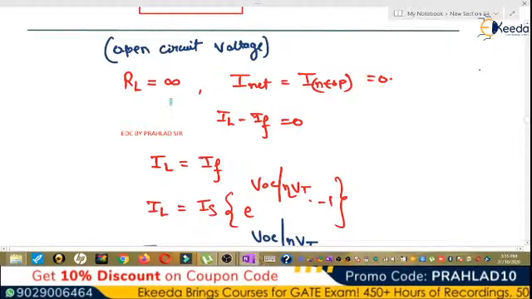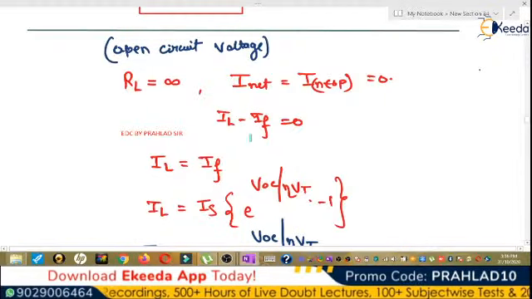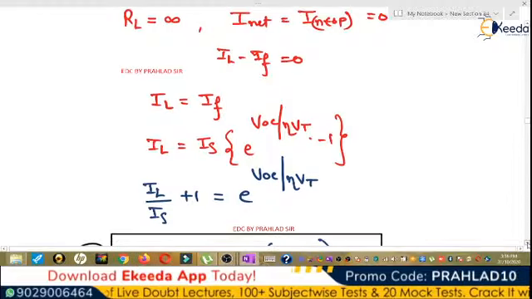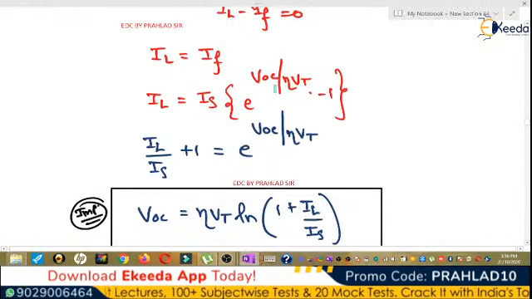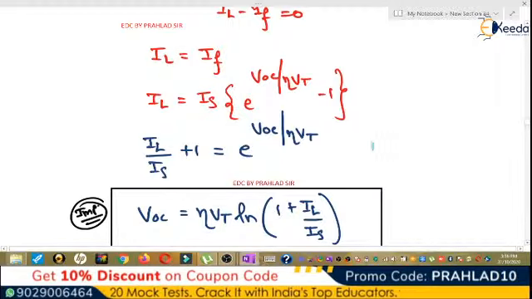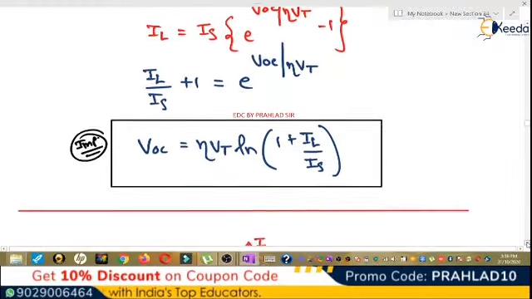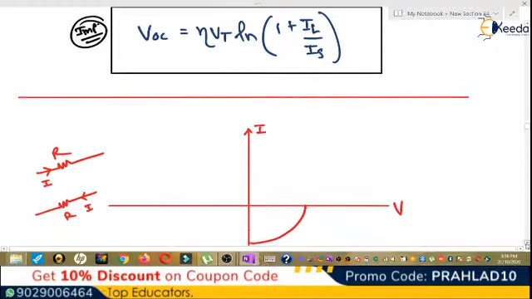Open circuit voltage: when RL is infinite, the net current from N to P is equal to 0. So IL minus IF is 0, and IL is equal to IF. So IL is equal to IS e to the power VOC upon eta Vt minus 1. So IL by IS plus 1 is equal to e to the power VOC by eta Vt. So VOC is eta Vt ln of 1 plus IL by IS.